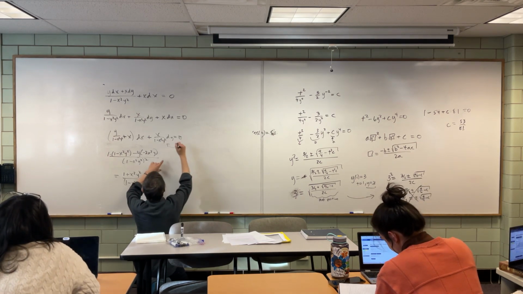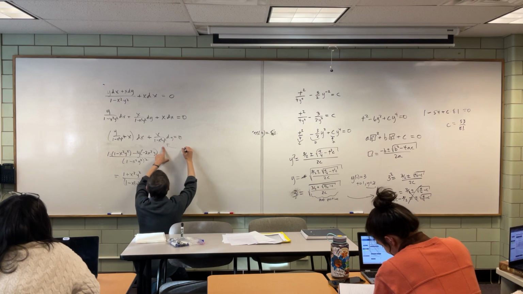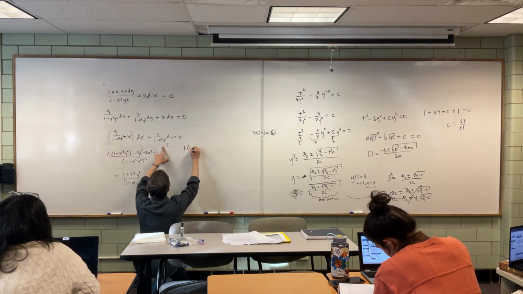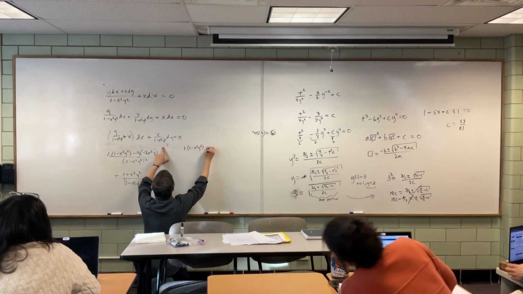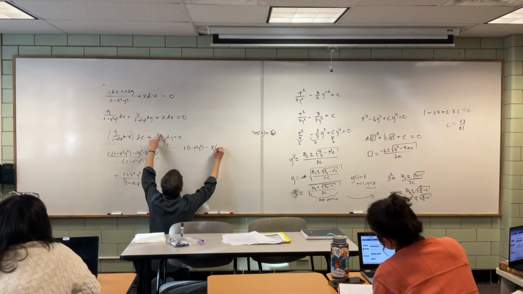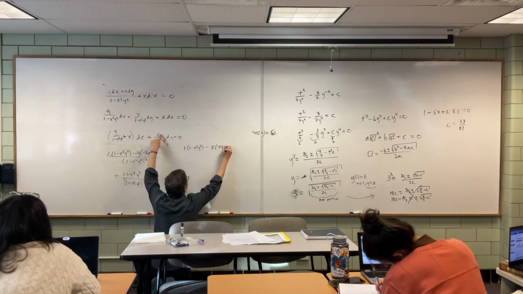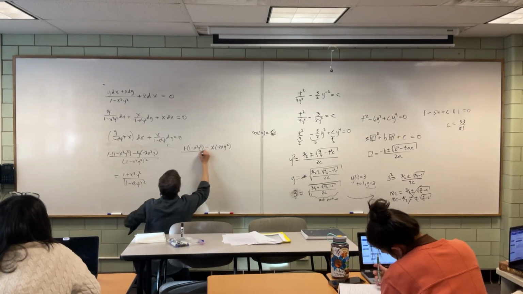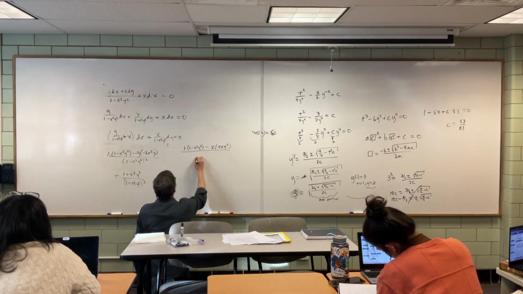So the derivative of this with respect to x, do the quotient rule. 1 times 1 minus x squared y squared, minus top left alone times the derivative of the bottom with respect to x. I think it's exact.